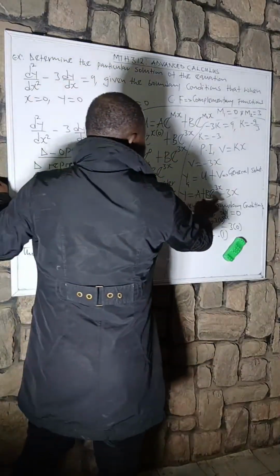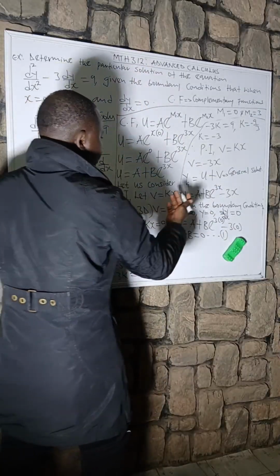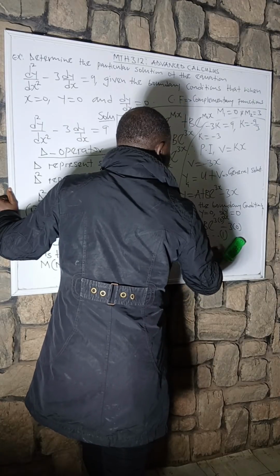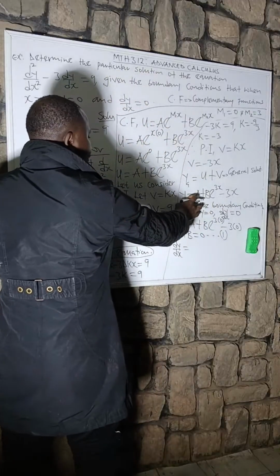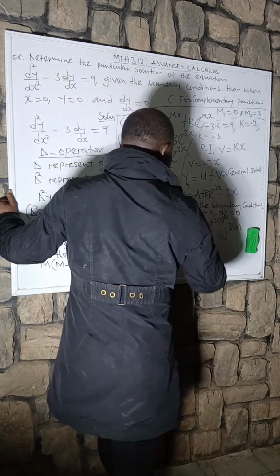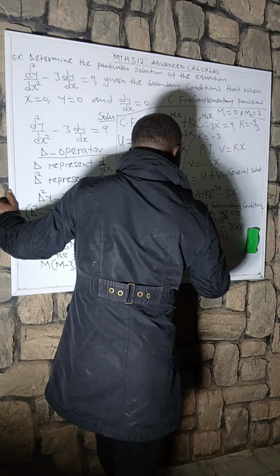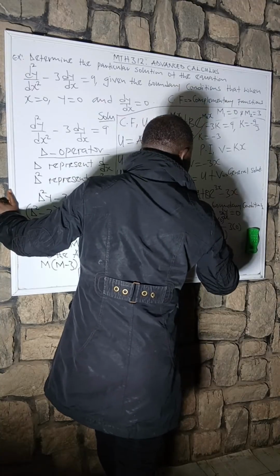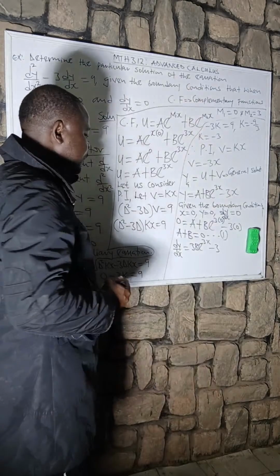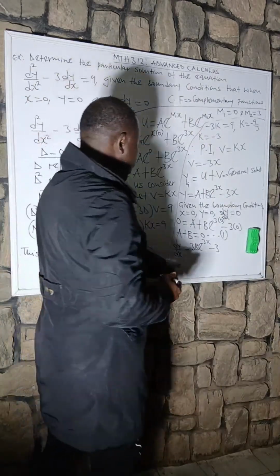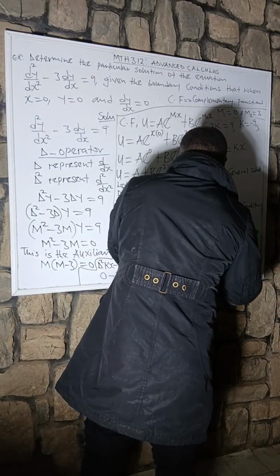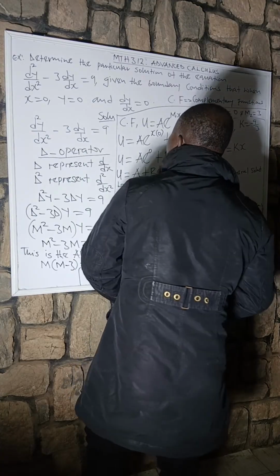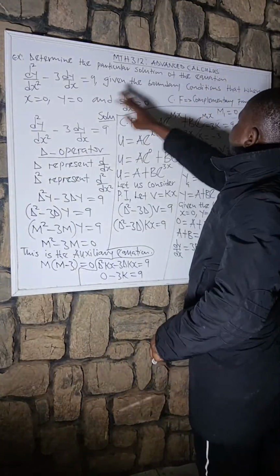So if we differentiate this with respect to x, it means our dy over dx is equal to 0 here, because it's a constant. Then here we are going to have 3b exponential 3x minus 3, if you differentiate 3x, we are going to have 3, right? Then we now recall that x equals 0, then dy over dx equals 0.